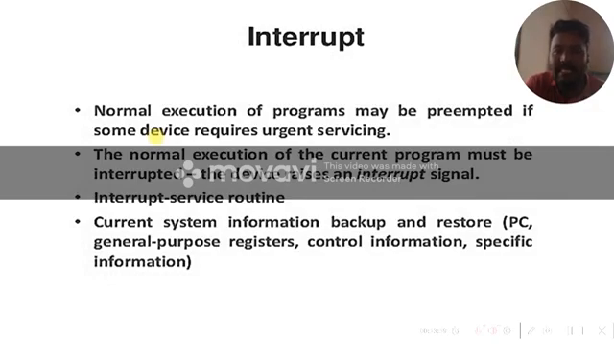Additionally, we have to see one more point finally, that is called interrupt. Interrupt is a main thing behind every instruction to be executed. You have to notice that. For example, the normal execution of a program may be preempted, suppose some devices are in a rush for some task to be completed.